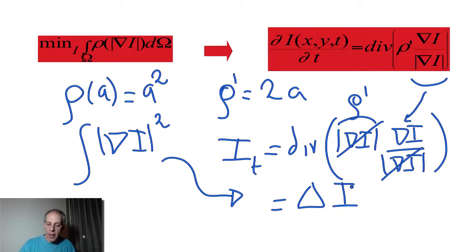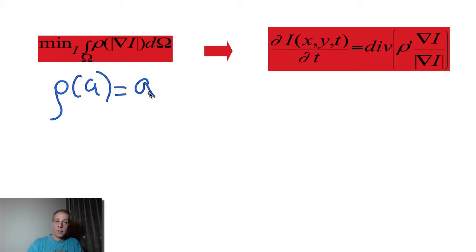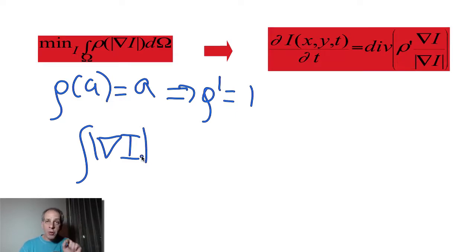Let's just pick another example that is really interesting. Let's pick a function where rho of A equals A. Just itself, we could take the absolute value of A, but let's leave that technicality aside for a second. Then rho prime is 1. So I'm basically going to try to minimize the absolute value of the gradient. Not the gradient square, the absolute value of the gradient without putting it to the square.